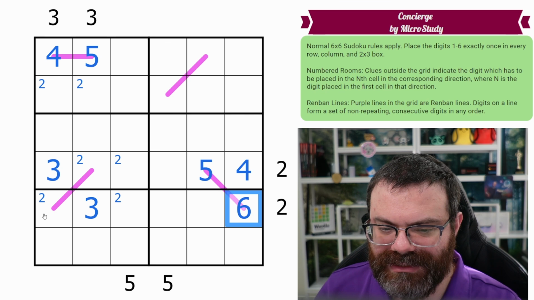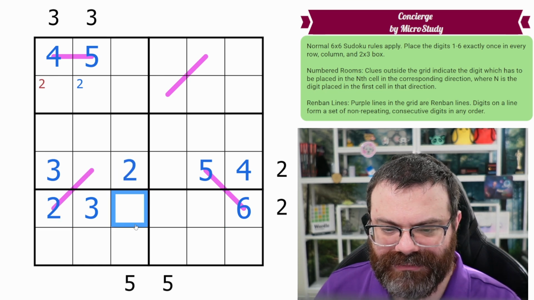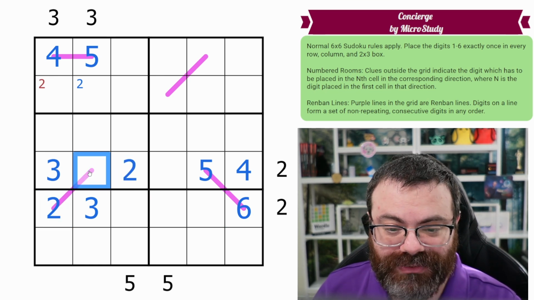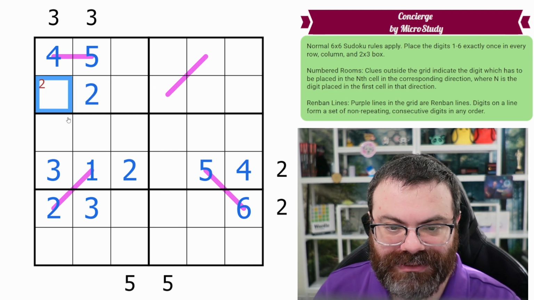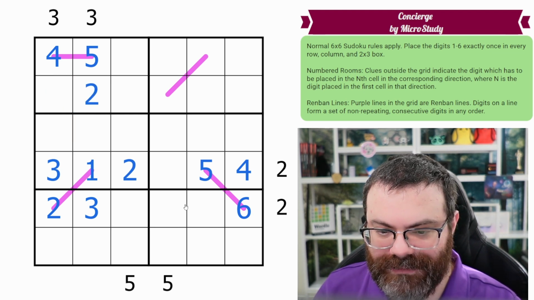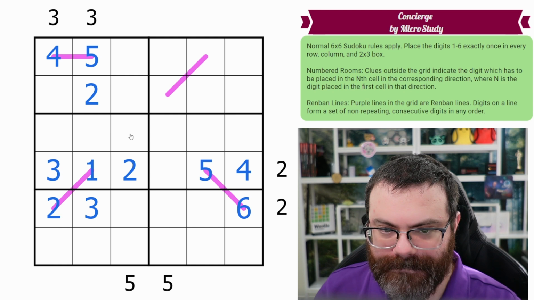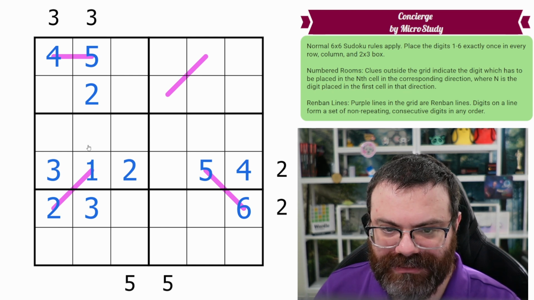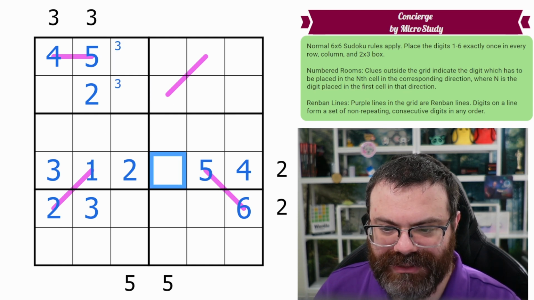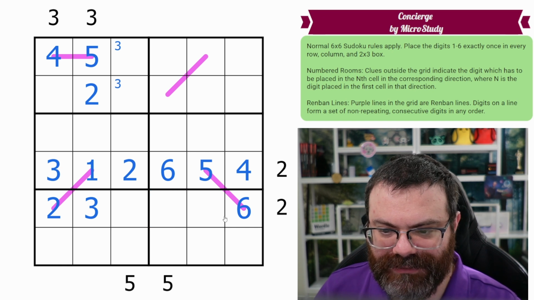This is a 4. 6 puts a 2 here, 4 puts a 2 there. Very nice. 2 can't go with 3, so it goes with 1. That's the 2. All right. Let's see how much Sudoku we can get done here. There's a 3 up here. Oh, this is known. This is a 6.